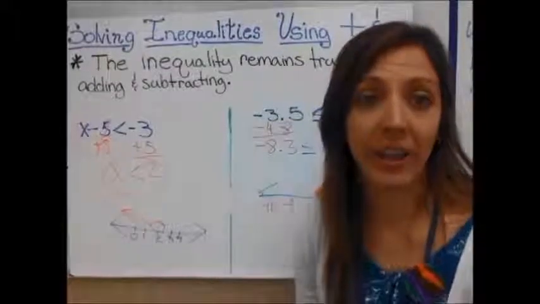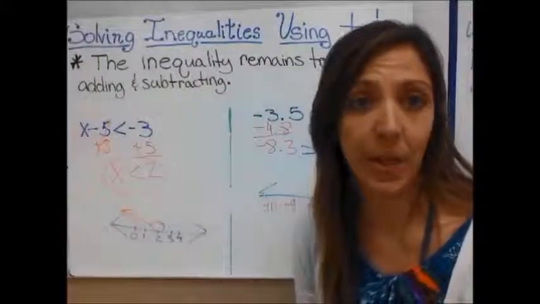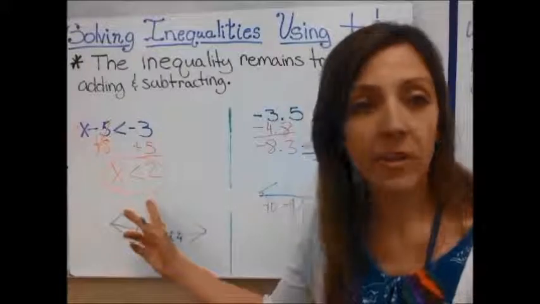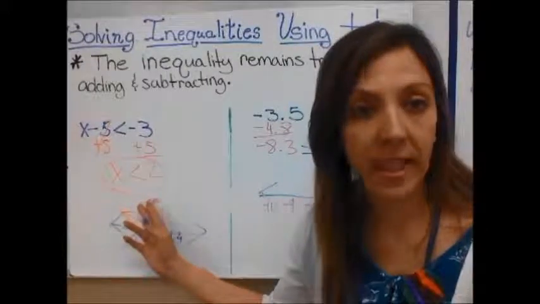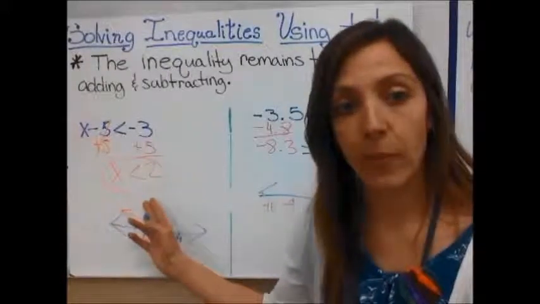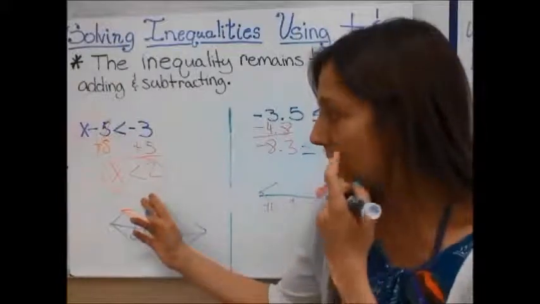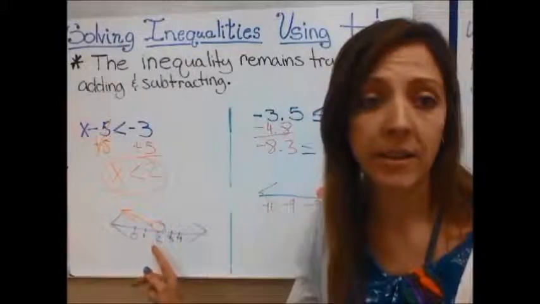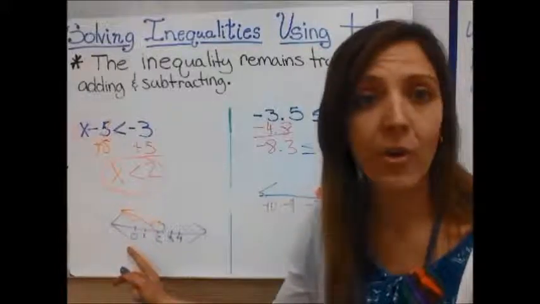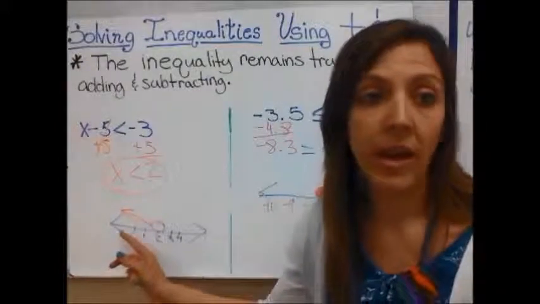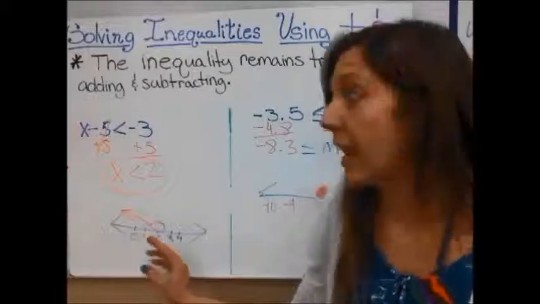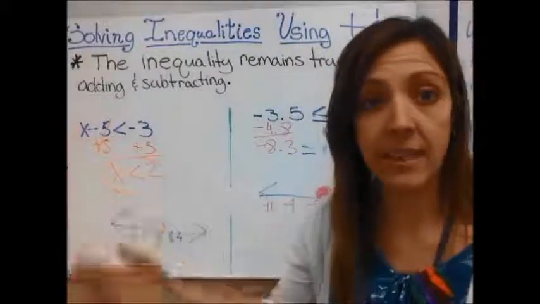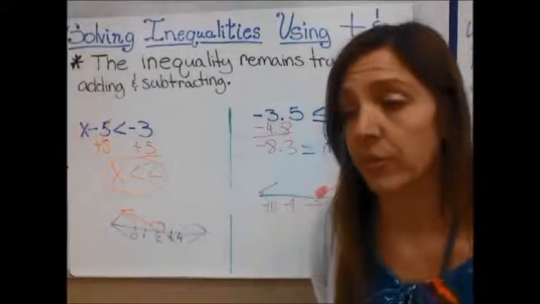So you can check your answers when you are solving an inequality. We got the answer x is less than 2 for this inequality. So what I'm going to do is take a number that's less than 2 that I graphed on my number line, the number 1, 0, -1, -2, -3, and so on. And I'm going to plug it in for x and see if my inequality is true.